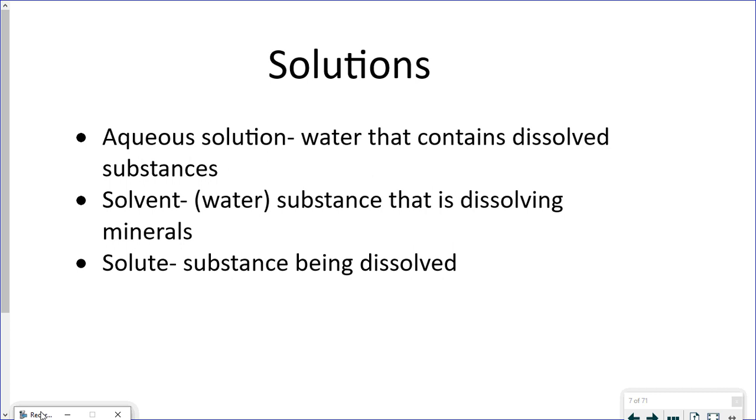So say you have a sore throat and you're making like a salt water solution to gargle. The water would be the solvent, and the salt is going to be that solute. Same thing if you were making like sweet tea. The actual tea would be your solvent. The sugar would be your solute in that case.